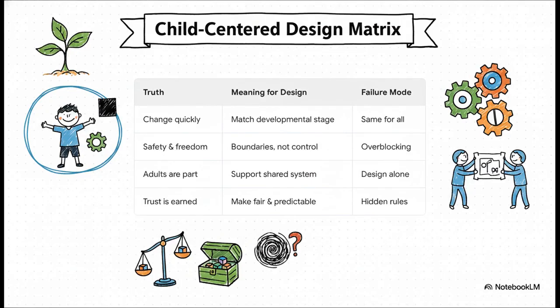Now, when expert designers actually synthesize all 6 of these truths, they look directly at the failure modes. For instance, treating all 7-year-olds and 14-year-olds the exact same way, that is a massive failure to match developmental stages.